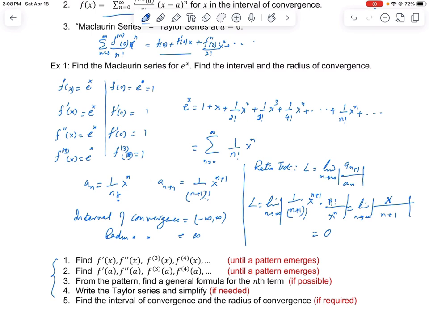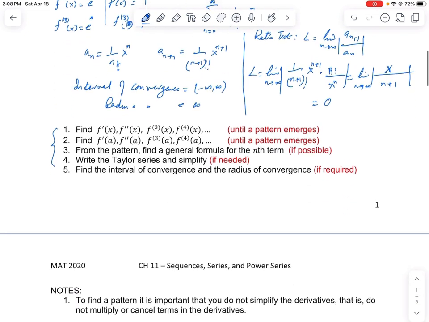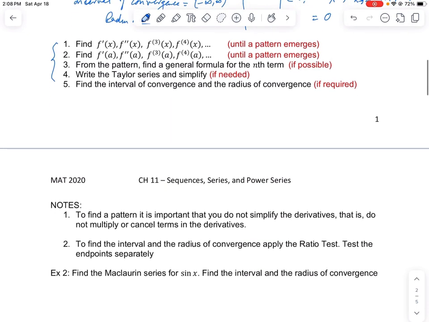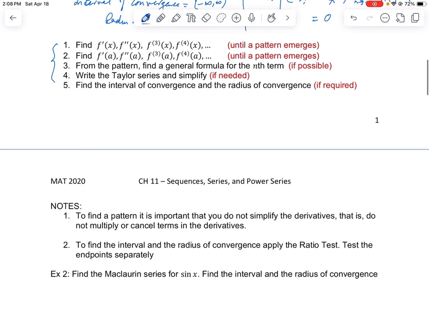Usually, if the question asks, and here the question asked to find the interval and the radius of convergence, so I did. But if it doesn't ask, then we don't have to. Note here, to find the pattern, it is important that you do not simplify the derivatives.